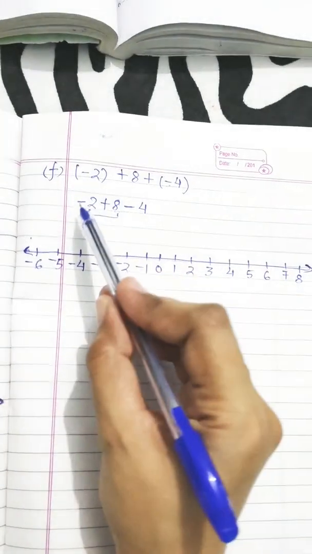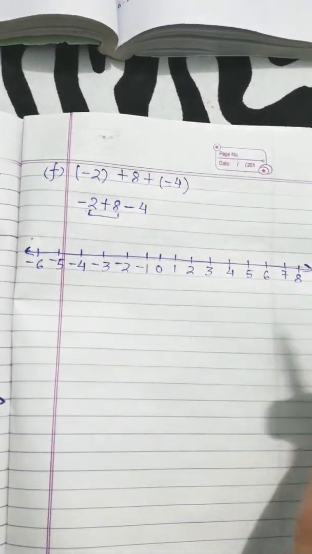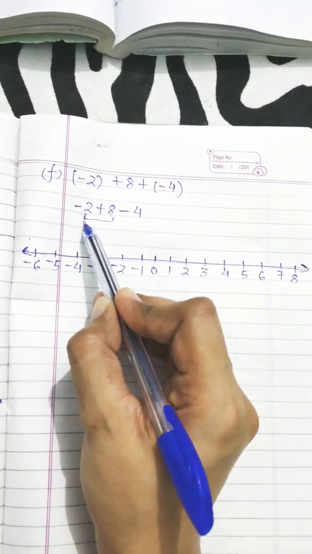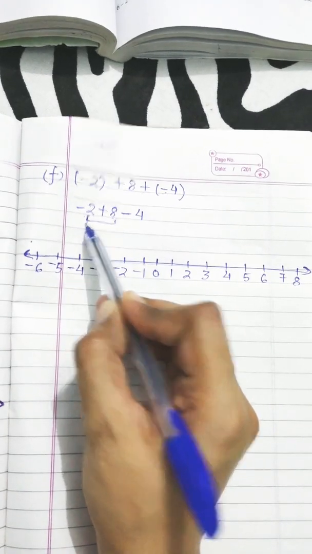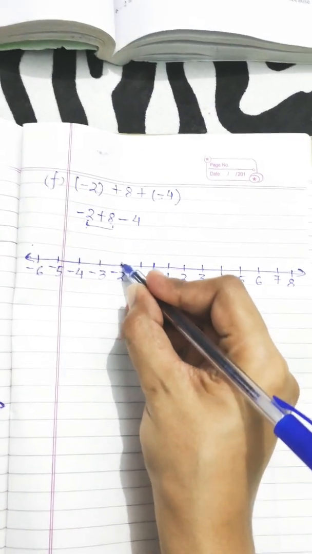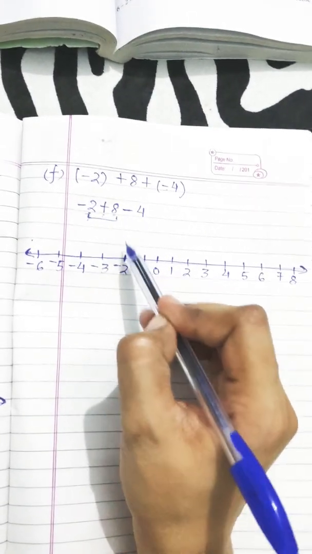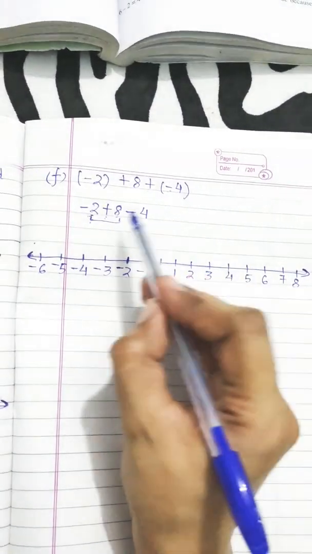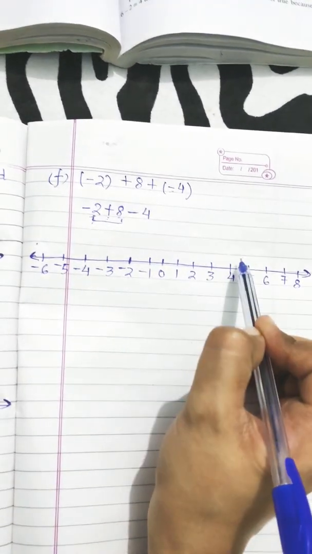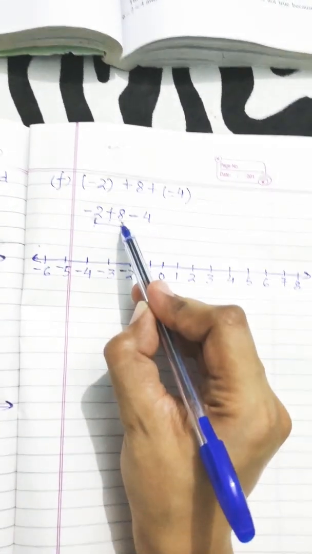As I have told you, whenever we have to show the addition or subtraction on the number line, we always start from the first integer. The first integer is -2. That's why we will be starting from -2. There is a plus sign between both the integers. That's why we will be moving in the right direction. As I have told you earlier, when there is a plus sign, we move in the right direction.